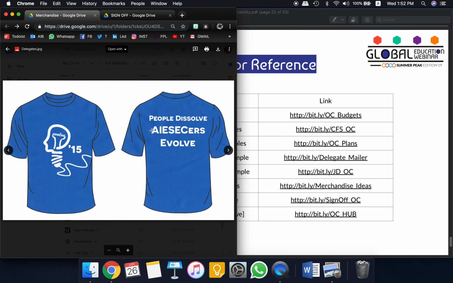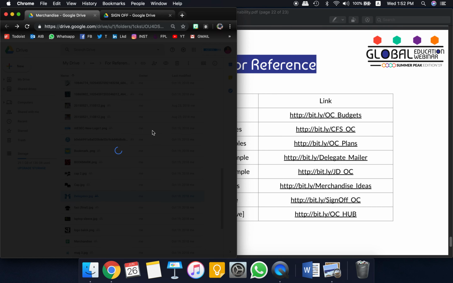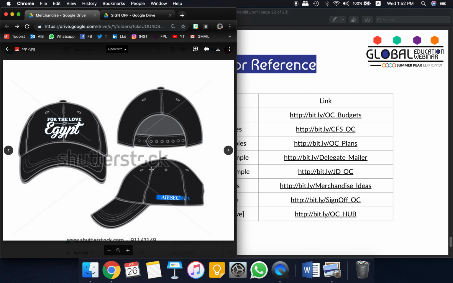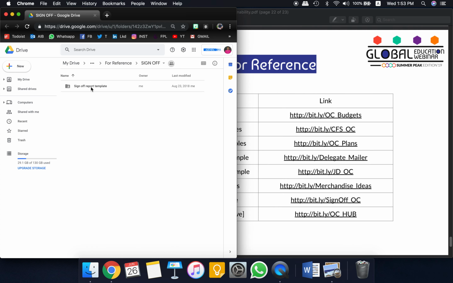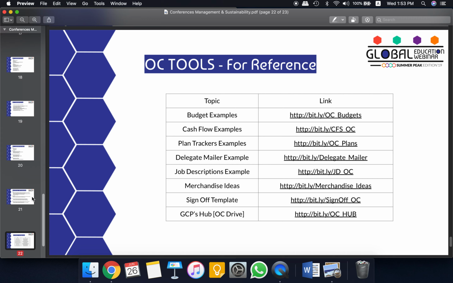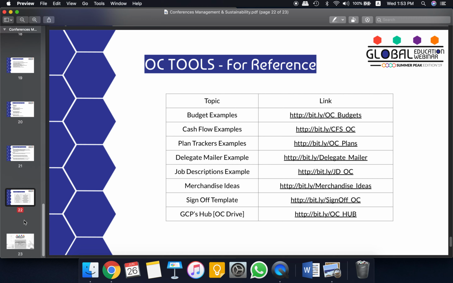This was one of the local conferences. Here's, as example, a cap when we want to do a cap for our LC, local committee. I'm coming originally from AIESEC 6th of October. This was for the love of Egypt. This was the brand at this time. So yeah, here's the sign-up report template. The sign-up report template, you will see template of all the things that you need to submit for the member committee. That's all regarding the conference management of how to make sure that the conference is sustainable.